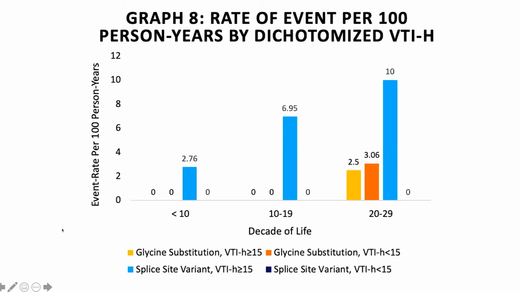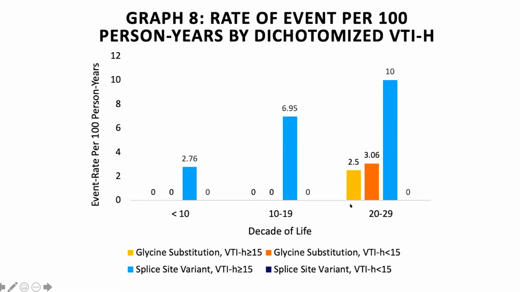And when we look more closely at the rate of events among subjects with glycine and splice site variants by dichotomized VTIH, we see that subjects with splice sites were the only ones to have events in these first 2 decades of life, as we can see here by the blue. Whereas those with the glycine substitution and a high VTIH started having them in the 3rd decade of life, as well as those with a low VTIH.